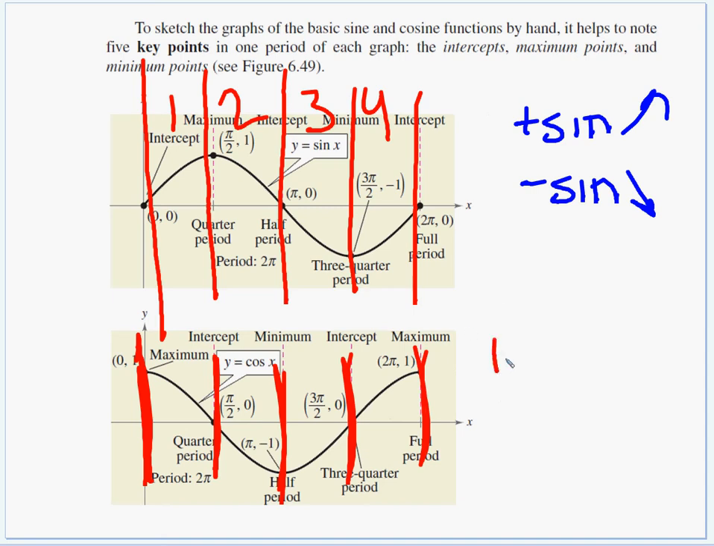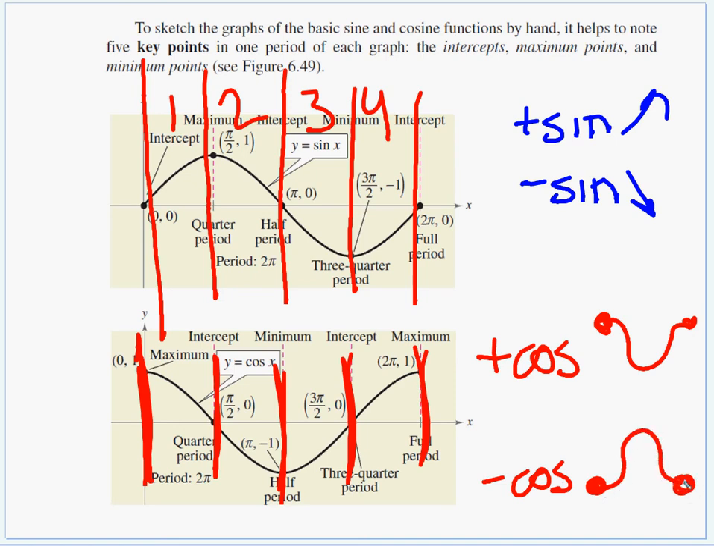And let me just put here, positive cos begins on a peak and then goes down. Negative cos is going to begin in a valley and then go to a peak and end in a valley.